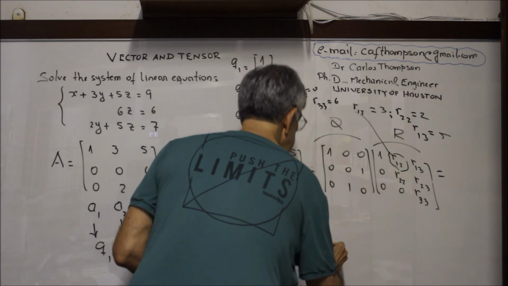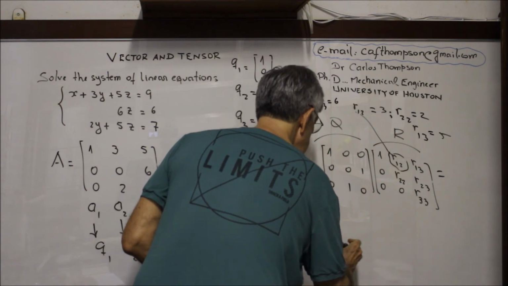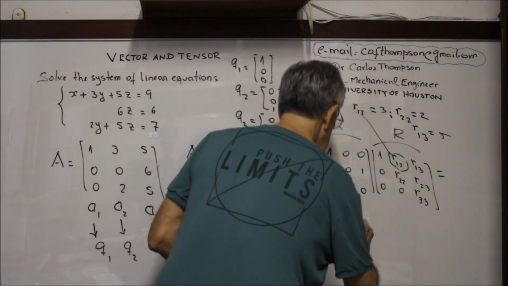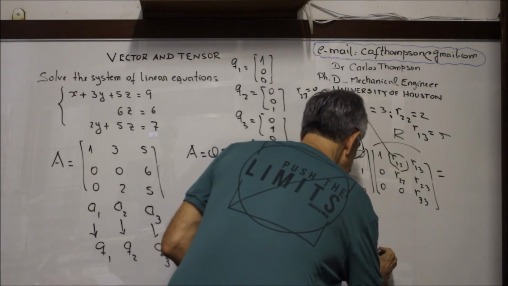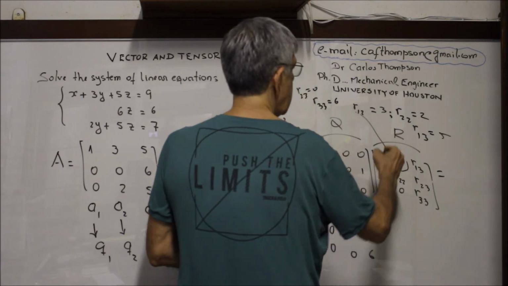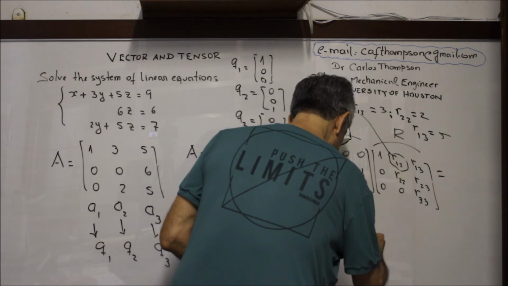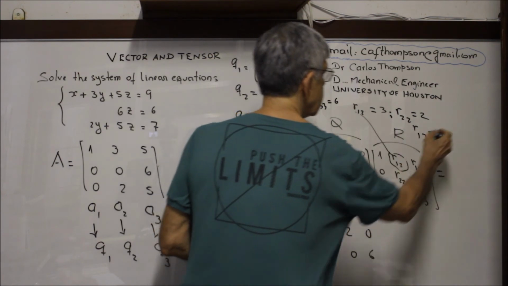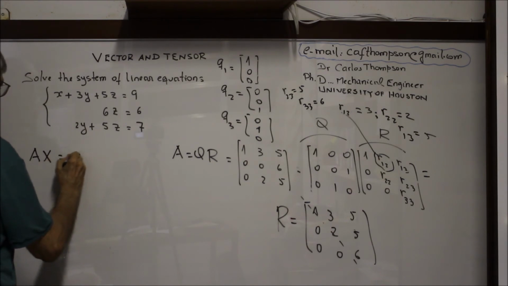R is equal: R11 is 1, and this is 0, 0. Now the diagonal, R22 is 2. Now, R33 is 6. R12 is 3. R23 is 5, and this is 0. Now I need R13, which is 5. I have Ax equals c.